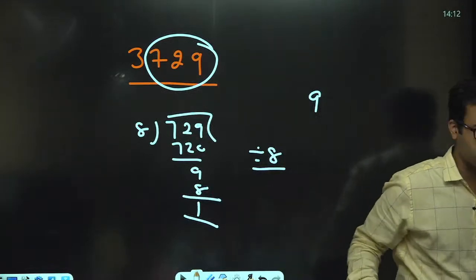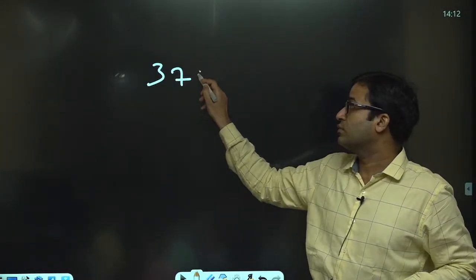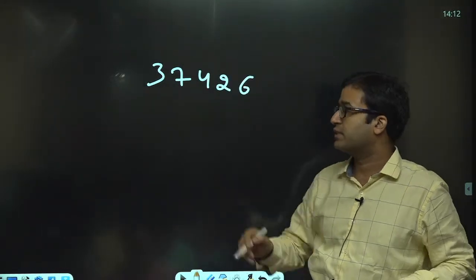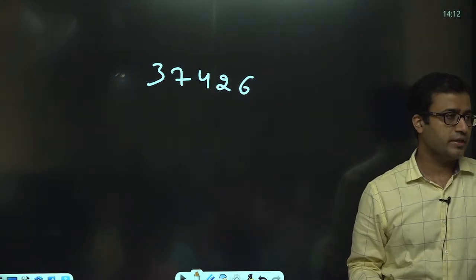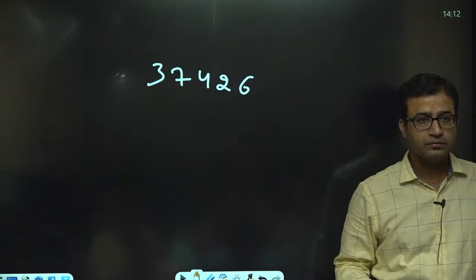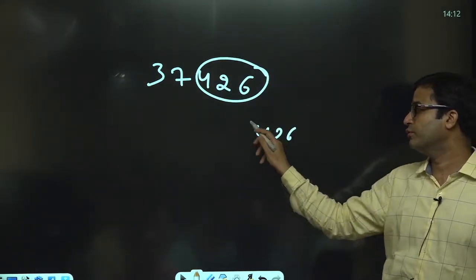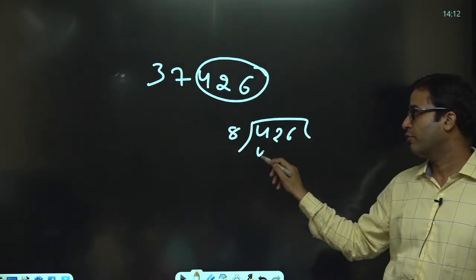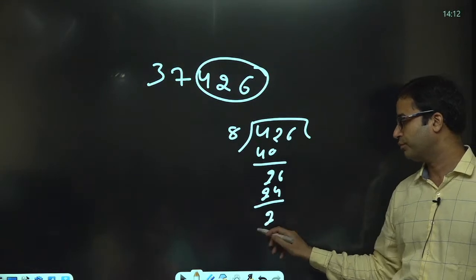We check the last 3 digits. 37,426. Is it divisible by 8, yes or no? If no, then what is the remainder? 424, sorry, 426 divided by 8: 8 3s are 24, remainder 2.